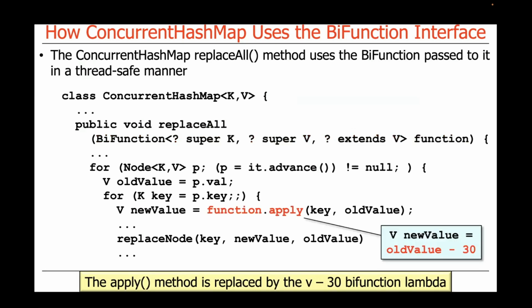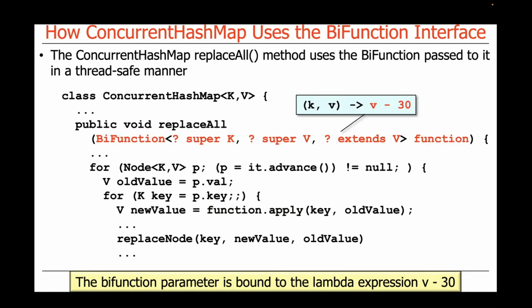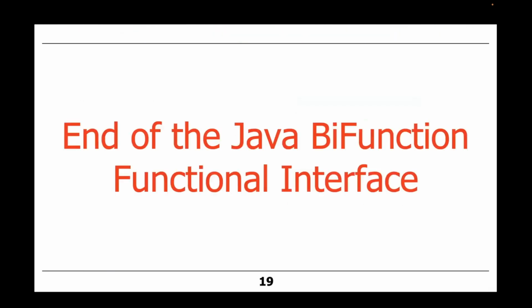Down here, you can see that it iterates through the map. It actually is doing a nested for loop. And it's going to go ahead and apply the BiFunction with old value minus 30. And so basically, it's as if it was replacing the apply with that particular result. So we're updating the new value by taking the old value and subtracting 30 from it, because that's what we bound it to be here with the BiFunction parameter we passed in, the lambda expression shown there. So that's the end of the walkthrough of the Java BiFunction functional interface, a very useful capability, by the way.